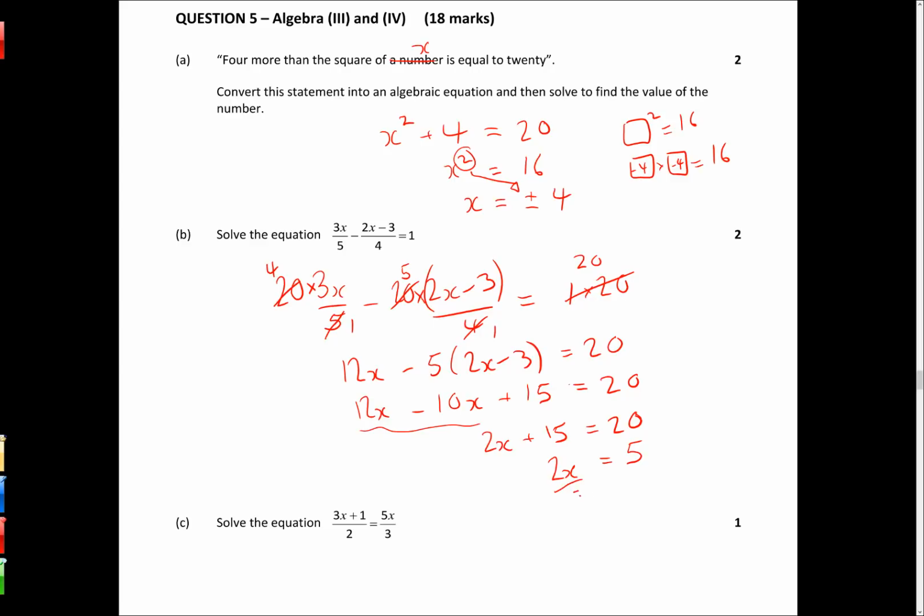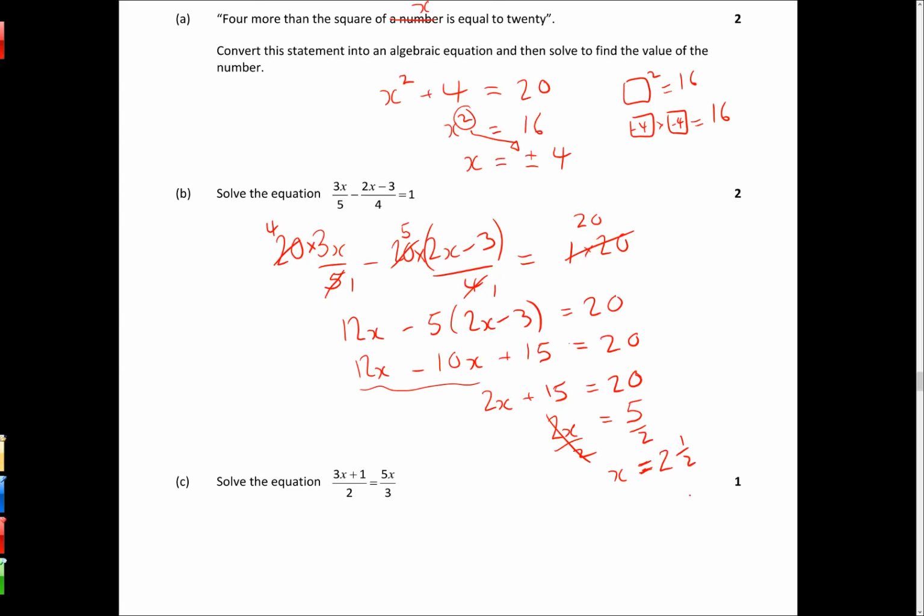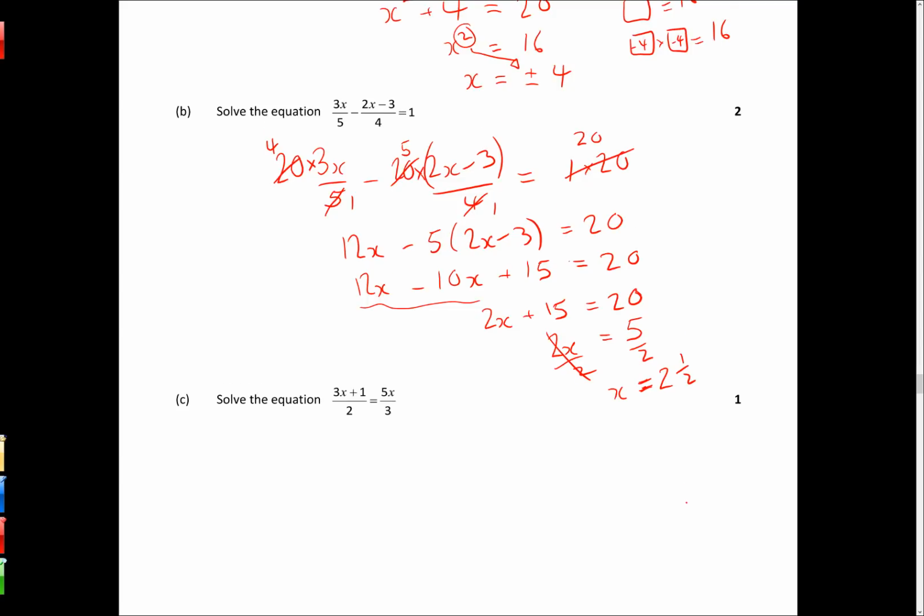I'm now going to halve both sides, or divide by 2. So x equals 5 on 2. Nothing wrong with leaving this 5 on 2. Or 2.5, or any variety like that.